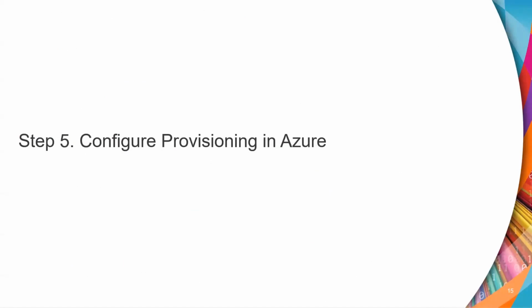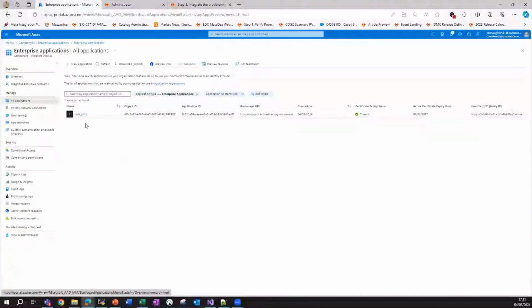Okay, step 5, we configure provisioning in the Azure SSO application. So this will be the tool that's essentially going to push our users and groups out to IDMC. So to walk through those steps, I'm going to switch back now into Azure.